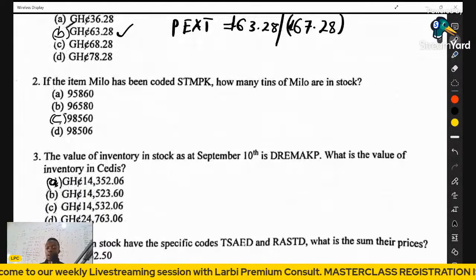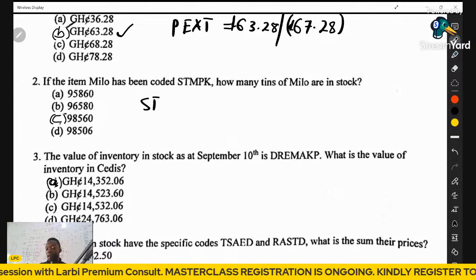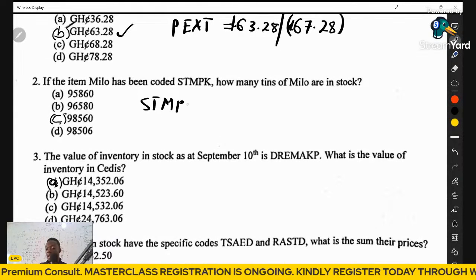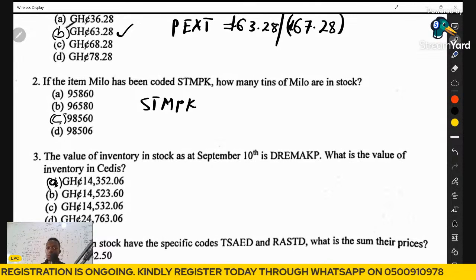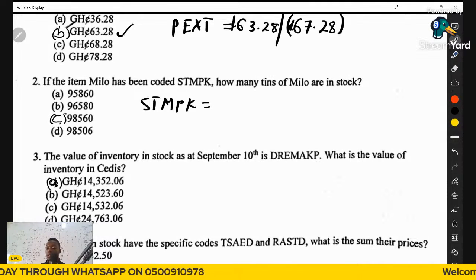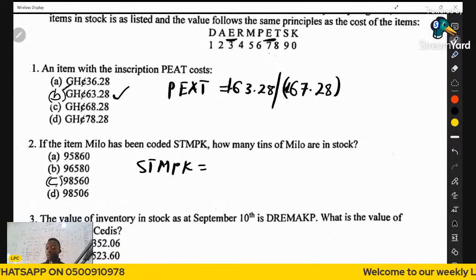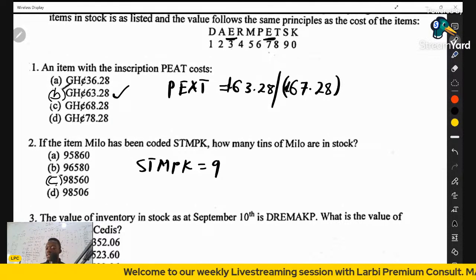If the item Milo has been coded X, T, M, P, and K, how many tins of Milo are in stock? So we'll say that the number of tins in stock, we just follow the same coding here. Okay. So we know that X is what? 9. All right. X is 9. And then we know that T is what? 8.